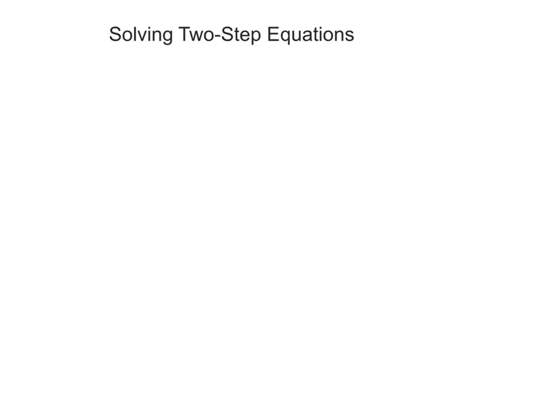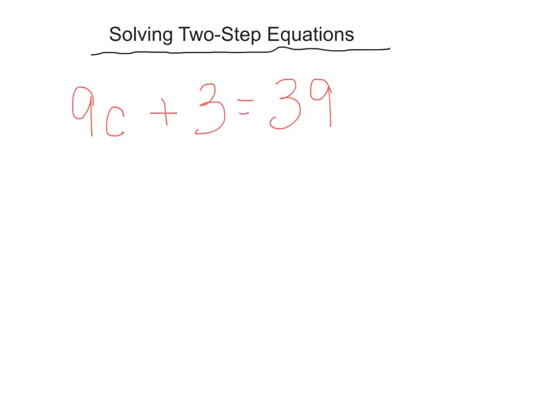So let's see how to solve two-step equations. Are you ready? We've been doing a lot with our one-step equations, so we're going to use a lot of that to help us out here today. Here's my equation, 9c plus 3 equals 39.